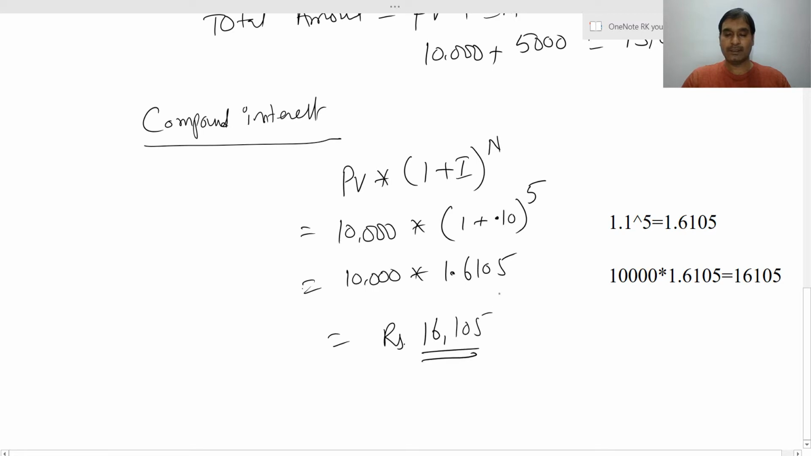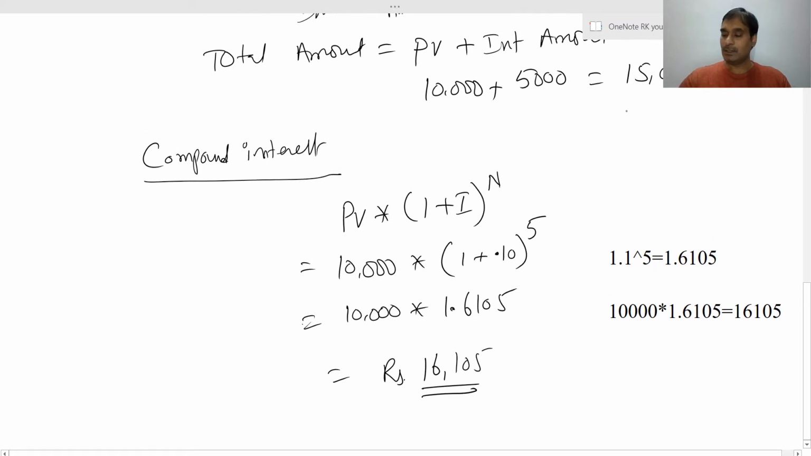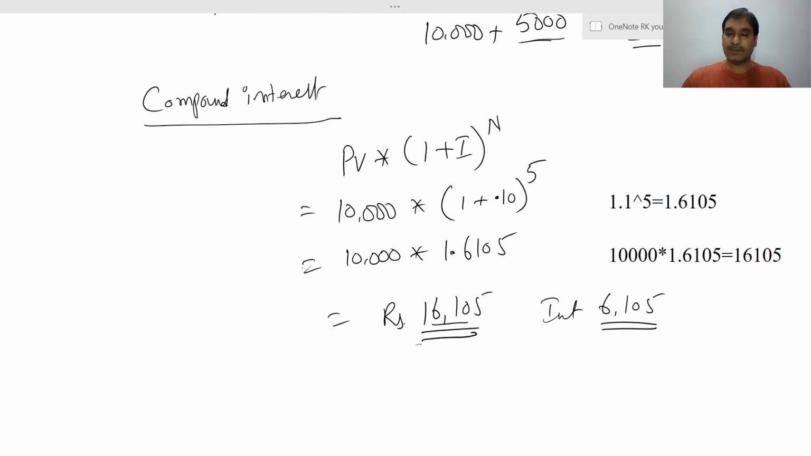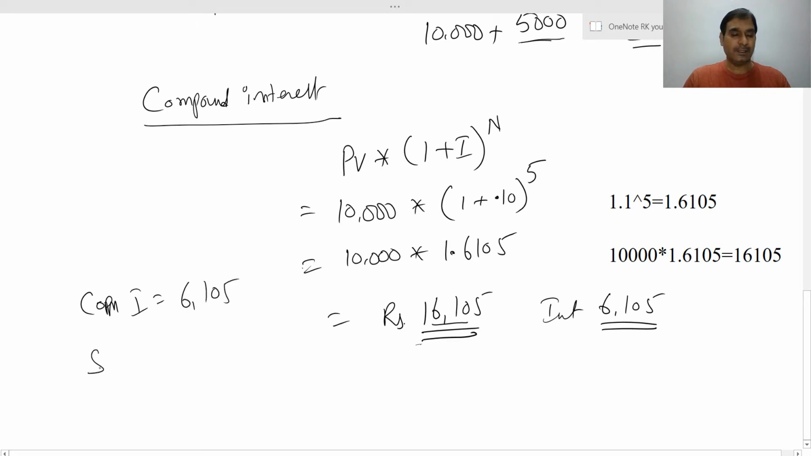So this is rupees 16,105. In case of simple interest, you earned interest of 5,000, whereas in compound interest the interest amount is 6,105. So the total amount you earned here is 15,000, whereas the total amount you earned here is 16,105. So the difference of interest between compound interest and simple interest is, in compound interest it is 6,105, and in simple interest it is 5,000. So the additional 1,105 is the interest on interest.